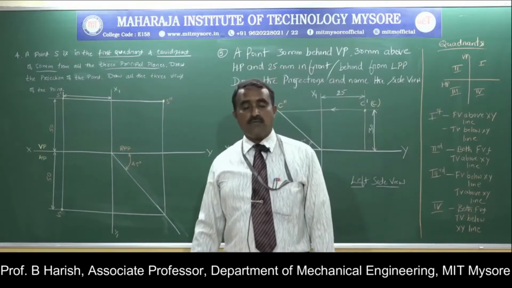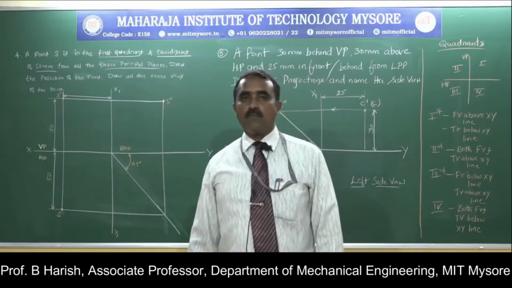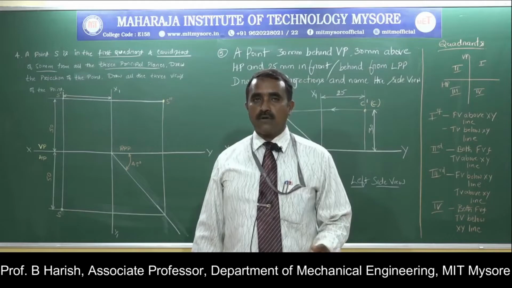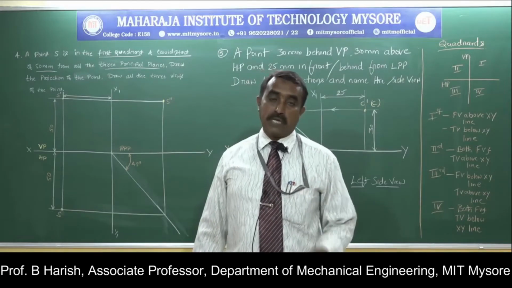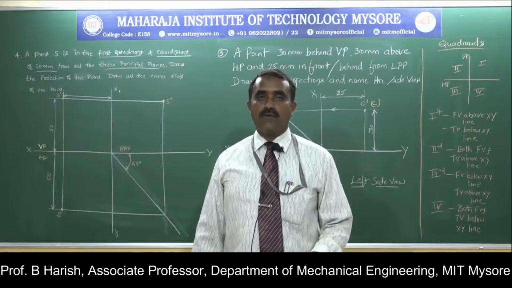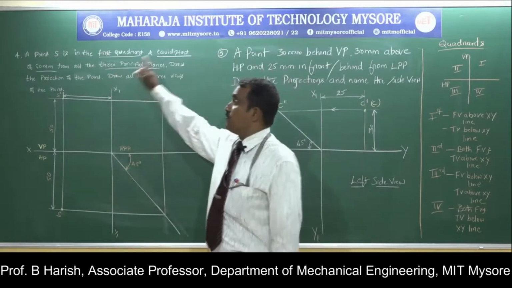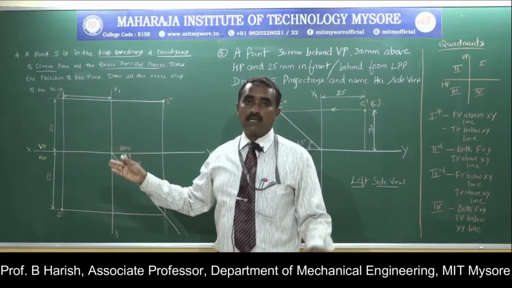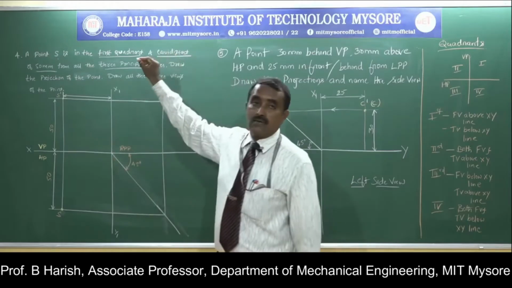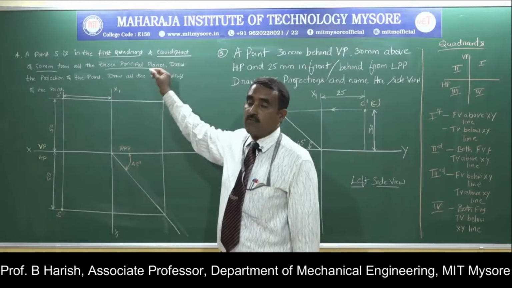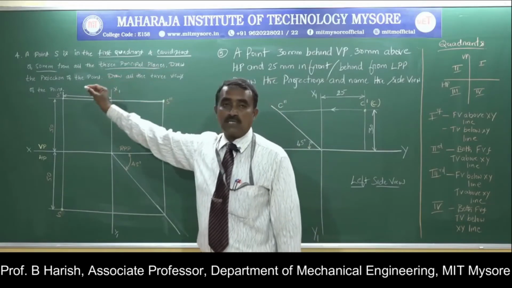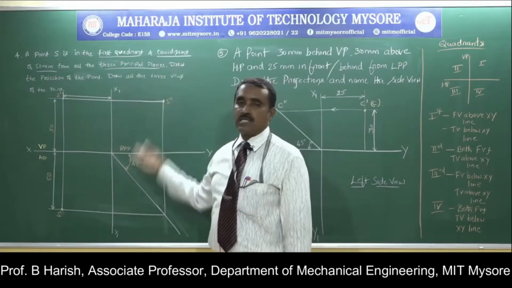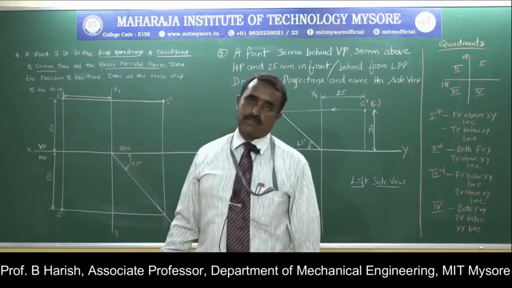So here in graphics, it is very much important to read the problem, analyze the problem, work out how the solution will go, and then start with the solution. Reading the problem and analyzing what is given is very much important. Point S is in the first quadrant, already given. Then equidistant, a very important keyword in the problem: equidistant from all the three planes with a distance of 50 mm. Then draw the projections of the point and also the three views.